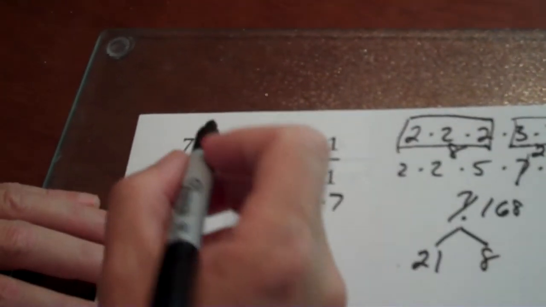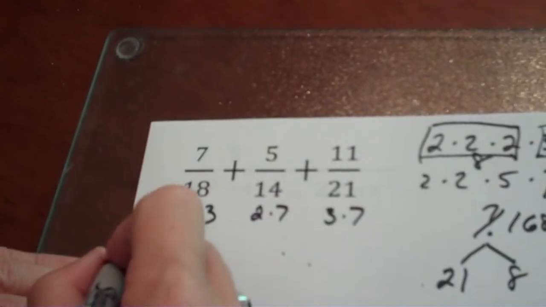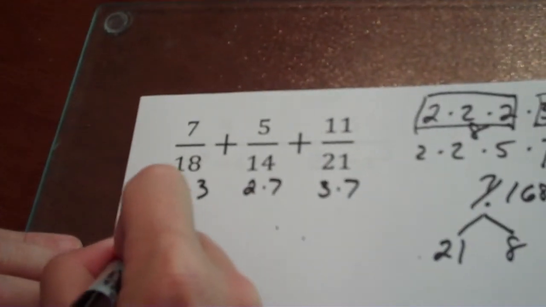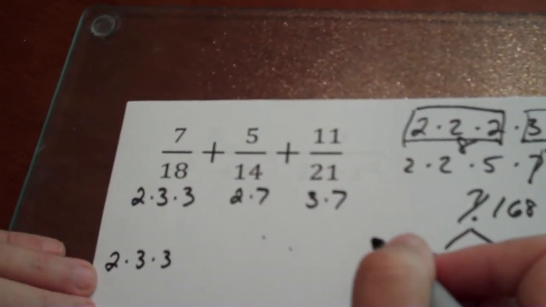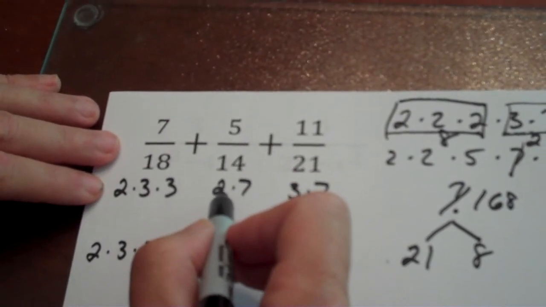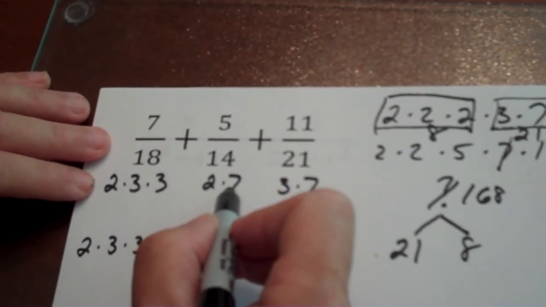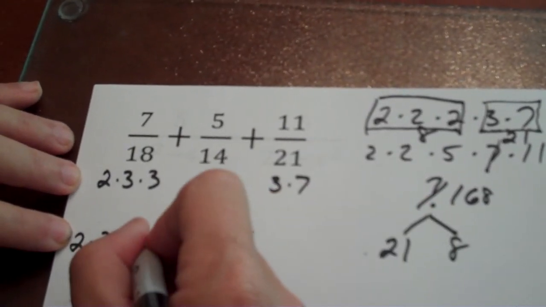So let's go back to our problem. I need 18 to divide into this number. This number has to have, then, a 2, a 3, and a 3 on the list. Well, it also needs to be divisible by 14. It needs to have a 2 and a 7 on the list. Now be careful. It's already got the 2. I only need to add the 7.